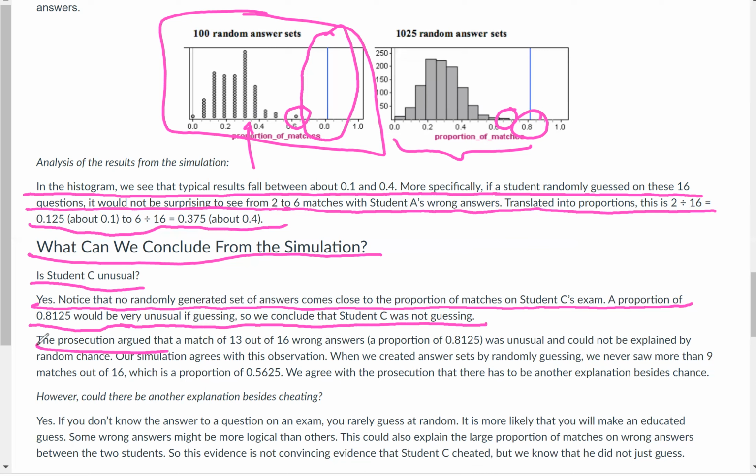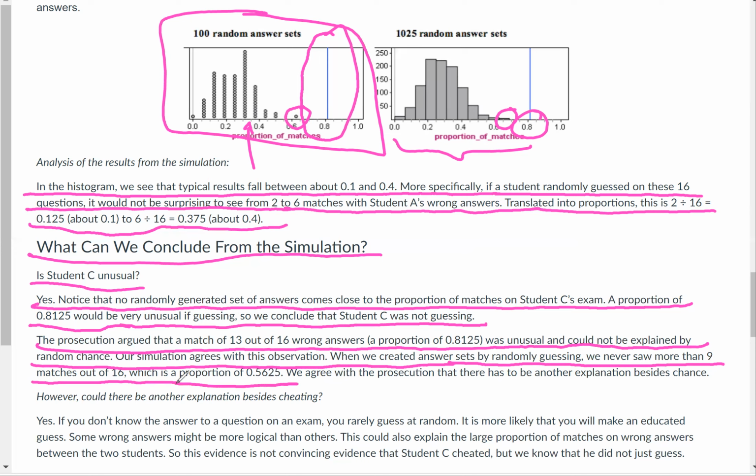The prosecution argued that a match of 13 out of 16 wrong answers was unusual and could not be explained by random chance. Our simulation agrees with this observation. When we created answer sets by randomly guessing, we never saw more than 9 matches out of 16. That was the most, even out of 1,000 simulations, which is a proportion of 56%, well, 0.5625. We agree with the prosecution that there has to be another explanation besides chance.